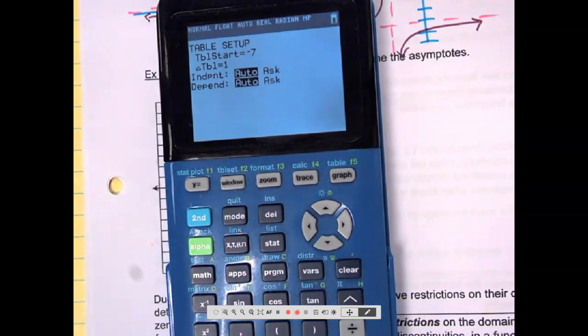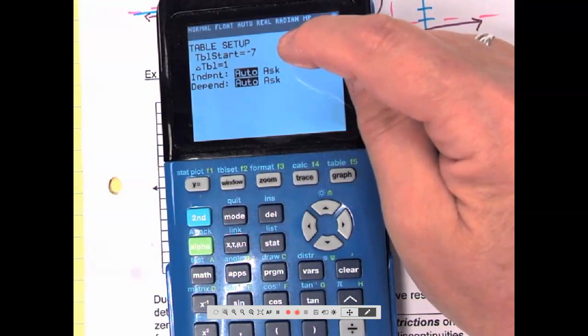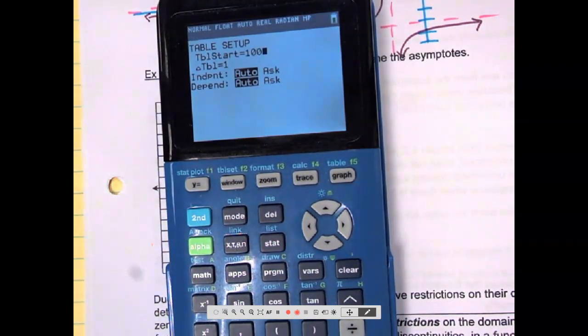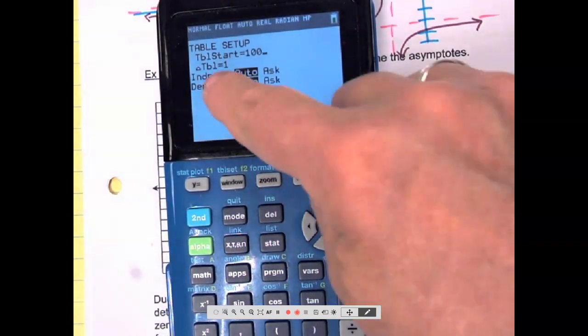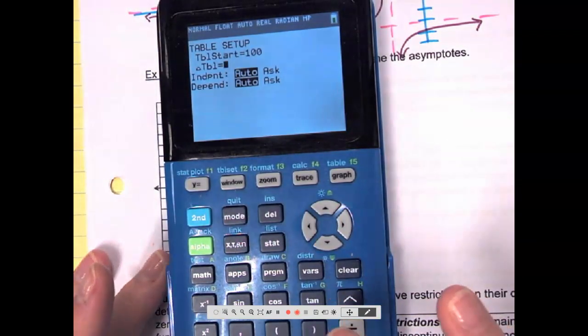To remember what the definition of a horizontal asymptote is, you want to look out there as x approaches negative infinity or as x approaches positive infinity, what is y approaching? So I'm not interested in x is negative 7. I want to know what's happening maybe at x equals 100. So I'm going to start my table at 100. And then delta in math and science means change. So I don't have to go by ones in the table. I could go by 10s or 20s or 30s or hundreds or whatever. I'm going to go by 20s.